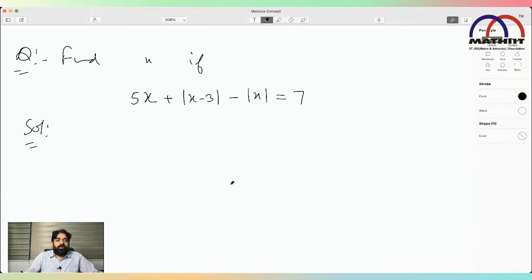Let's try to solve this question. As I told you, whenever this appears not inside a function, there is no problem. The problem is only inside the function. This one is inside the function, so this will change behavior at 3, and this will change behavior at 0.